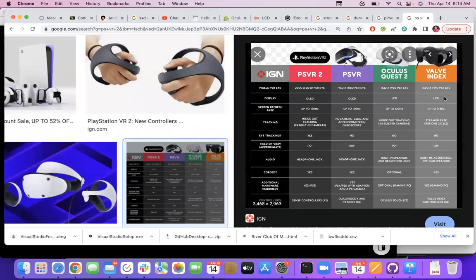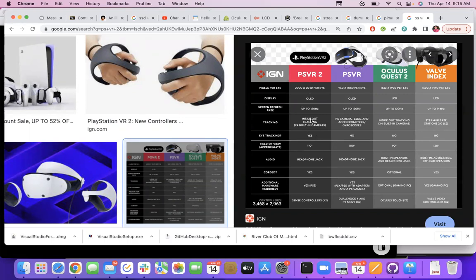Valve Index is probably our most popular PC-only VR headset. Right off the bat, you can look at the resolution of these guys. PSVR 2 has basically 2K per eye. Quest 2 has almost 2K per eye. Valve Index has a little bit less. PSVR has a lot less. This guy is much older, but you can look at the specs of these guys.